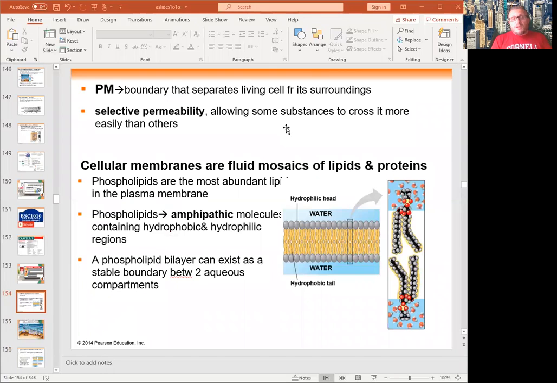The plasma membrane is the boundary that separates living cells from their surroundings. It is selectively permeable, allowing certain substances to cross it more easily than others. It has a fluid mosaic model of lipid and protein combinations. This fluid mosaic has phospholipids and proteins specifically, and again, it's selectively permeable.